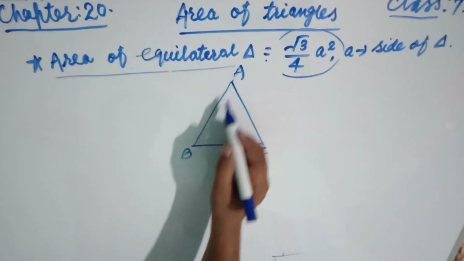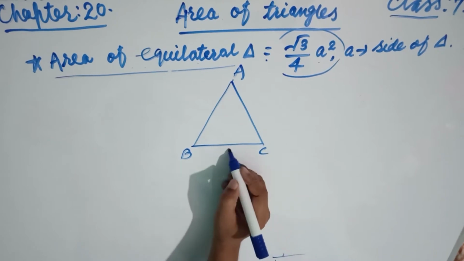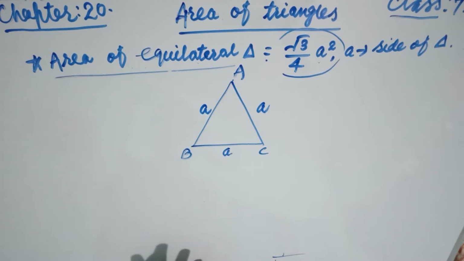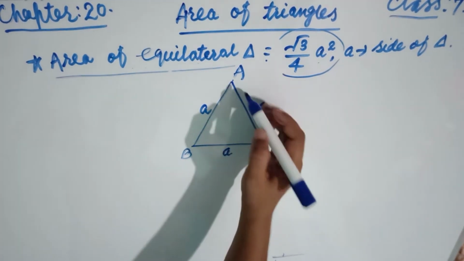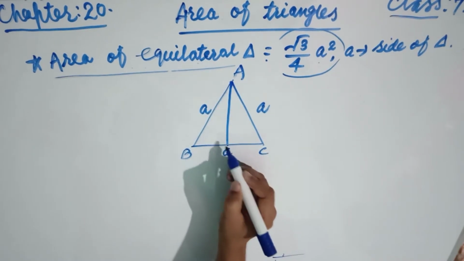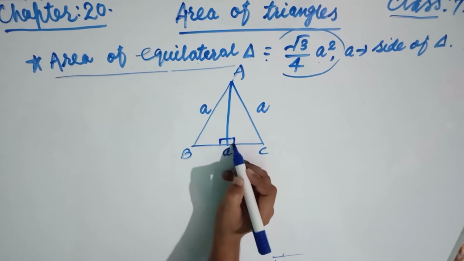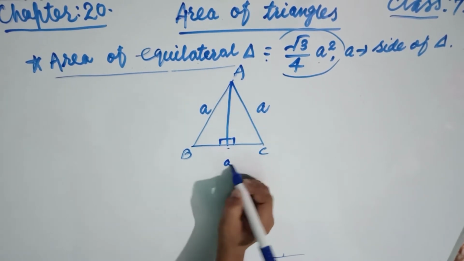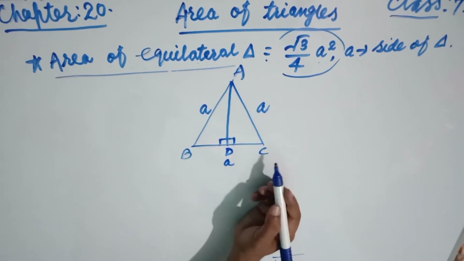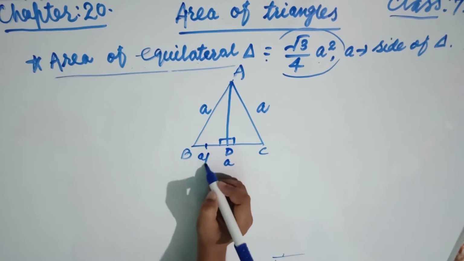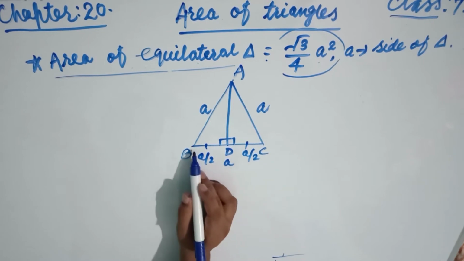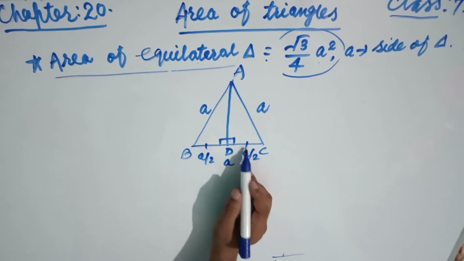Now see friends, suppose ABC is the equilateral triangle whose sides are a and a, because all sides are equal in an equilateral triangle. Now if we draw the perpendicular line from the top on the base, there is a property of equilateral triangle: this AD divides the base BC into two equal parts. So this part is a by 2, this is also a by 2, because the total length BC is a, so half of a is a by 2 and half of a is a by 2.